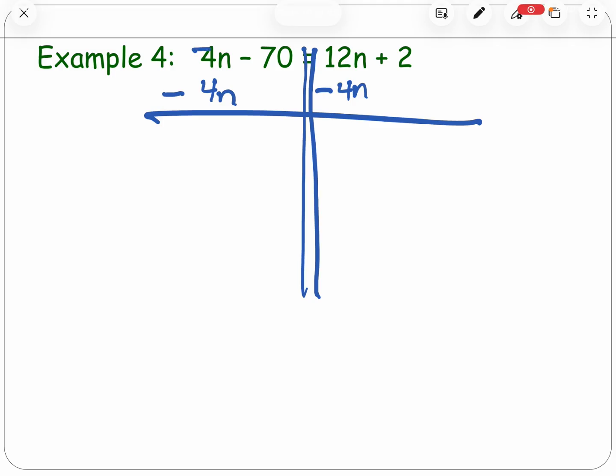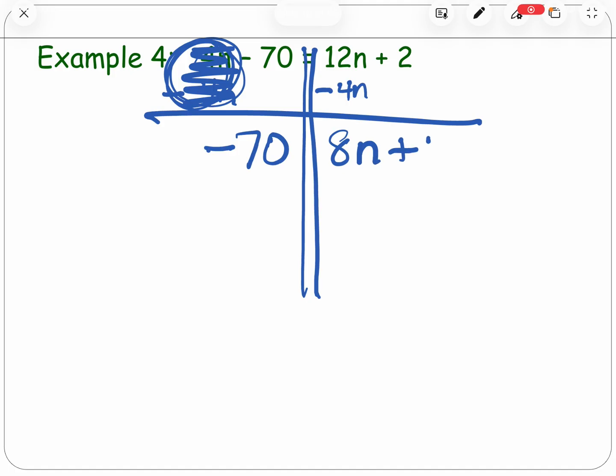Now here you've got to be careful. What do I get when I subtract 4n? When I subtract it on the left, what's left? Negative 70. Don't put 70. That causes lots of problems. Don't drop negatives. Does everybody understand why it's negative 70? Somebody said 0. This is 0. Yes. 0 minus 70 equals 8n plus 2.